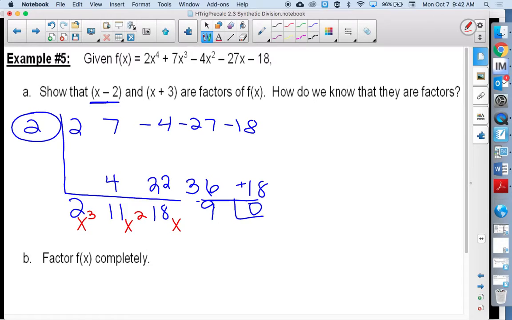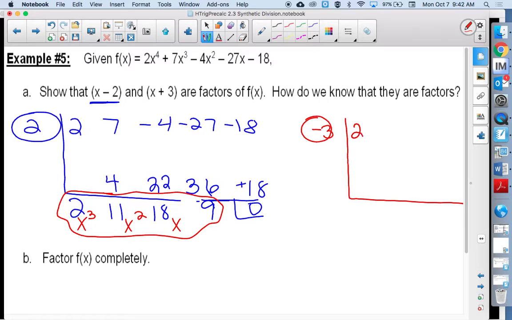We are going to do this a second time because it says show that x minus 2 and x plus 3 are factors. However, we are going to take this resulting polynomial and use that as our second division. Our goal is to start breaking these down to factor them completely, because that's what part B says, factor the polynomial completely. So I take my answer and use the second zero, which is a -3. So we're now using the 2, the 11, the 18, and the 9.